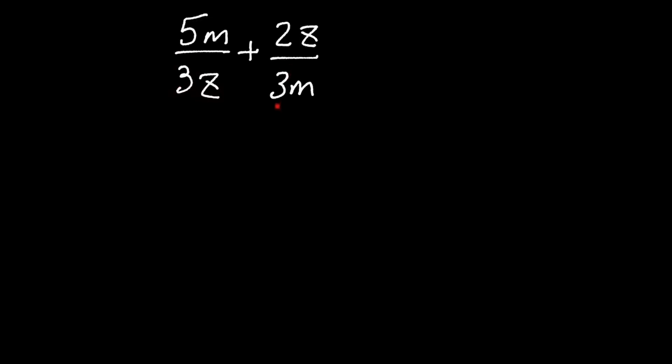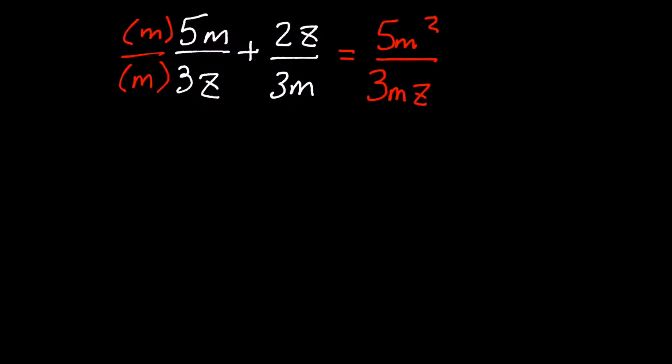Since we both have a 3 in our denominators, I'm going to leave those alone, but this denominator has a z, this one doesn't. This denominator has an m, this one doesn't. So what we're going to have to do is take the m from this denominator and multiply top and bottom on the left side by m. And what that's going to give me is 5m squared over 3mz. I just like to put them in alphabetical order.